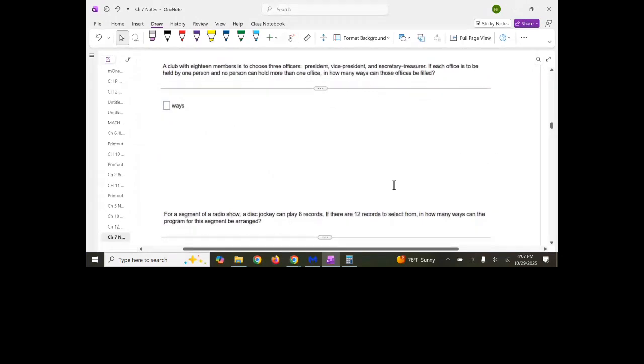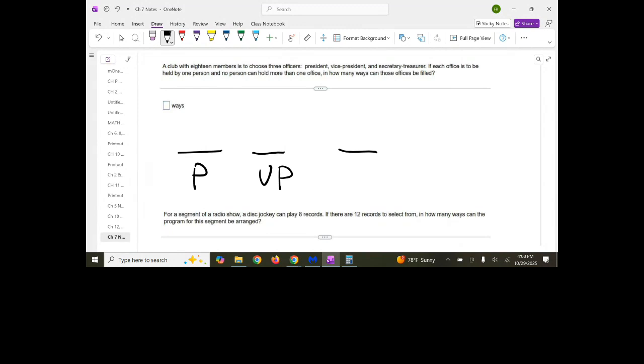So y'all, I'm just going to do these next problems on this page and then we'll stop from here. It says a club with 18 members is to choose 3 officers: the president, the vice president, and the secretary treasurer. So I'm going to do it like this: 1, 2, 3. The first person is for the president. The second one is for the vice president. The third one is for the secretary treasurer. So when we do this, the order in which we pick them is really, really important, okay? We have 18 people and we're going to pick 3 of those.